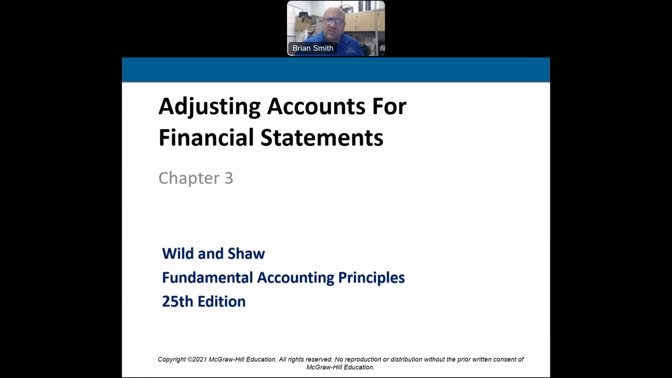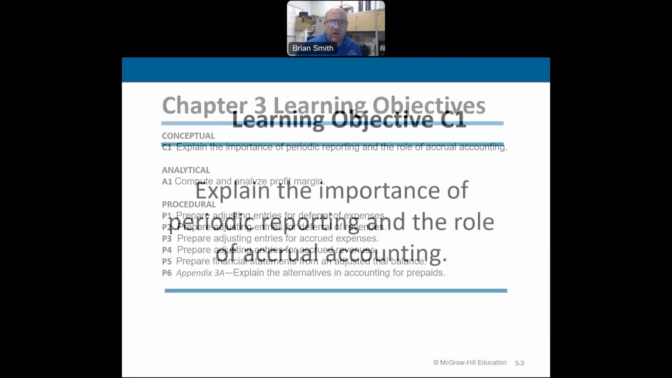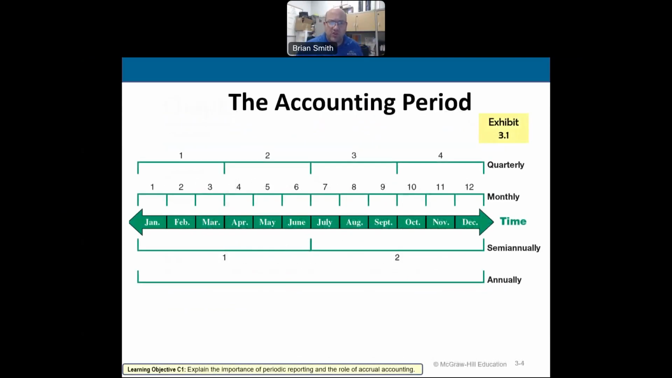Chapter 3 is adjusting accounts for financial statements. Basically, what we're doing is making adjusting journal entries to account for the things that we don't normally have a transaction to trigger. All right, so let's go ahead and dive on in. You can look at the learning objectives as you want.